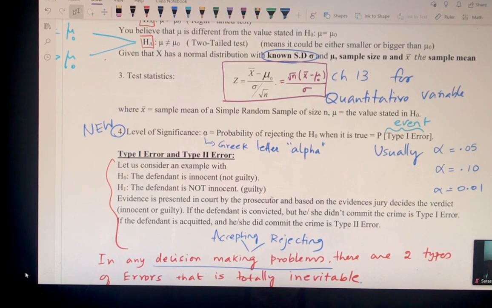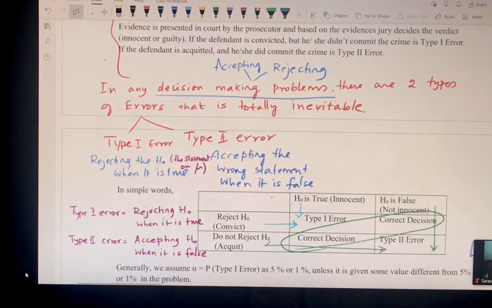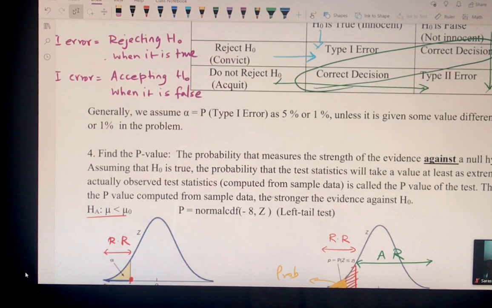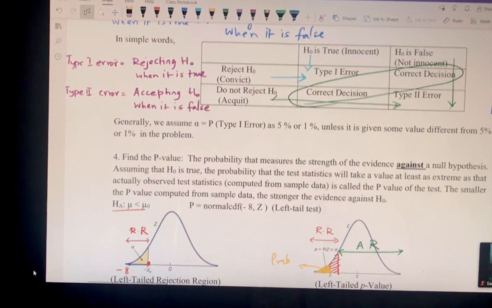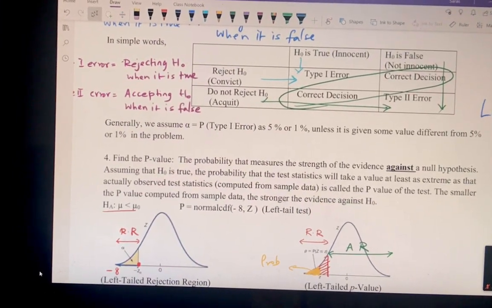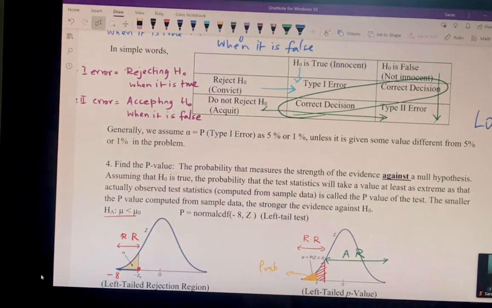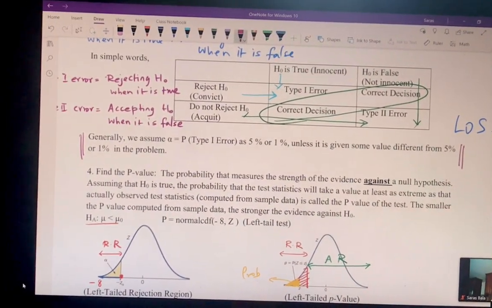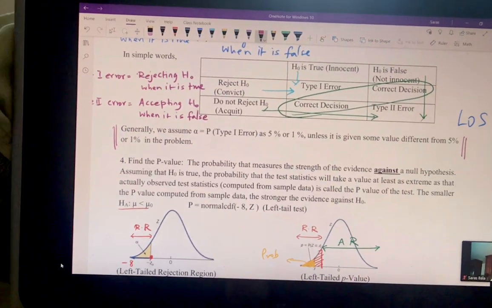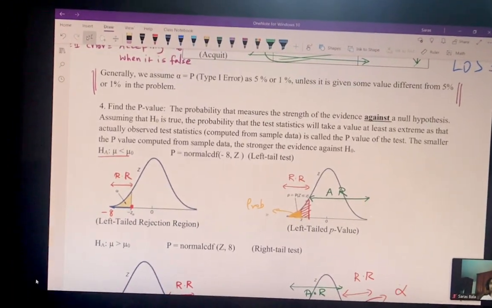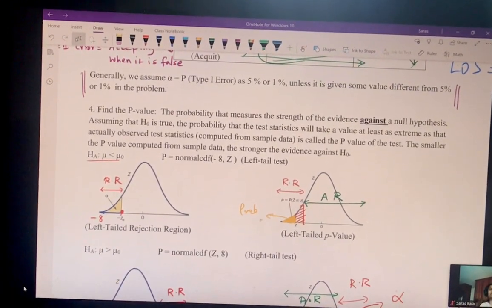All right. So now the next one is, we can see that generally we assume alpha, the probability of a type 1 error, is 5% or 1%, unless it is given some value different from 5% or 1% in the problem. I'm reading this sentence. So it is usually 5% or 1% unless otherwise given in the problem, some other number given in the problem. All right. The next one is step number 4, which is the p-value.